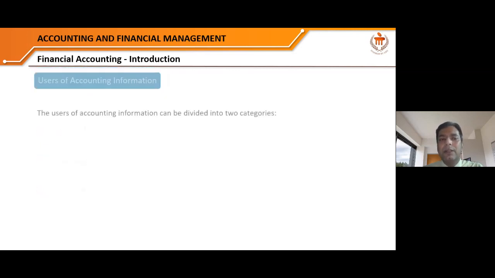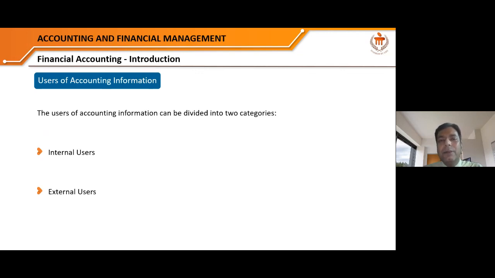We move to the next slide and talk about users of accounting information. The users of accounting information can be broadly classified into two main categories. First, internal users, and next, external users. There is a category of people who are considered internal users, and a category of persons who are considered external users.